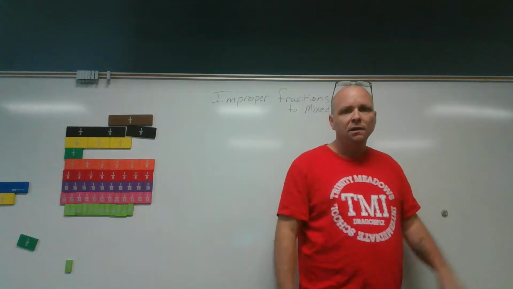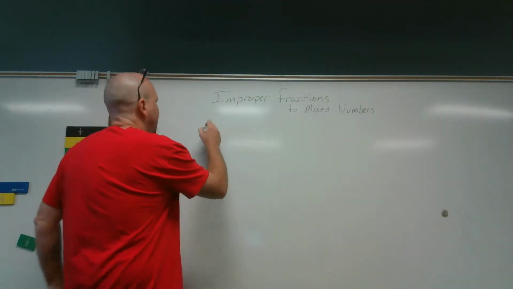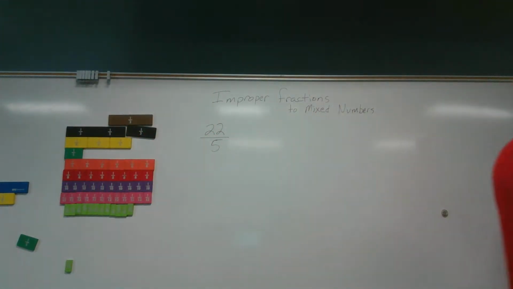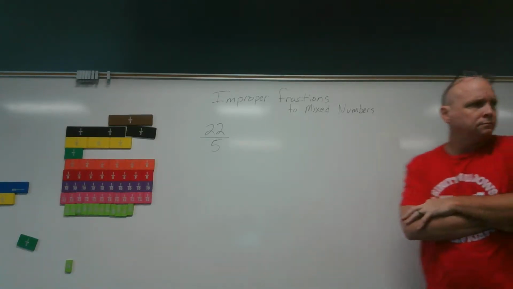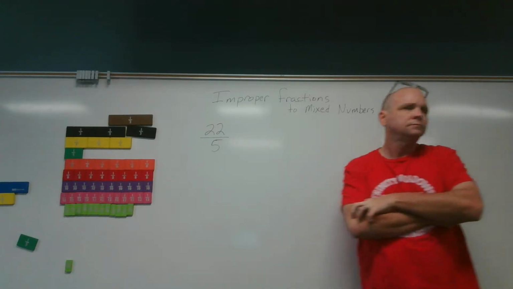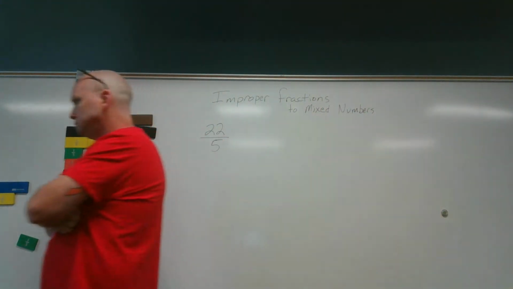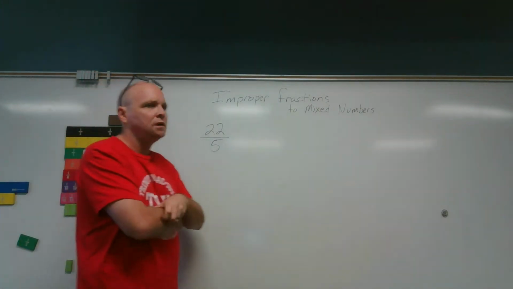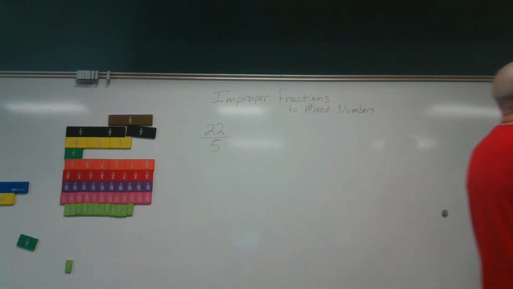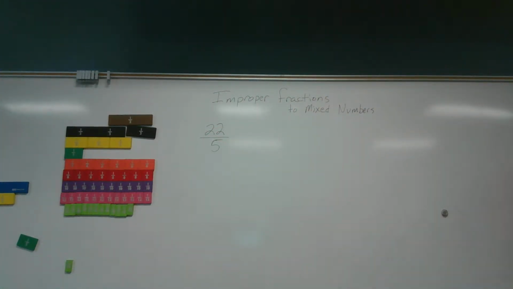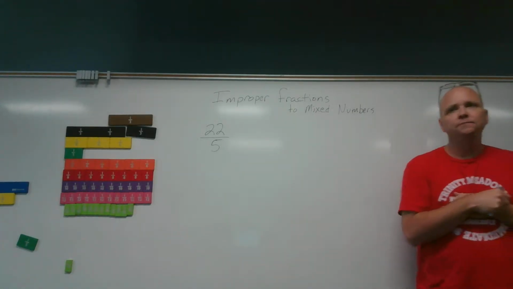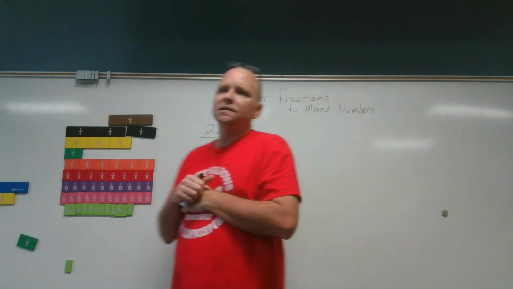All right, so our first problem is going to be 22/5. Mason, can you tell me why this is an improper fraction? Awesome sauce. The numerator is bigger than the denominator. If the numerator is equal to or greater than the denominator, that is an improper fraction.